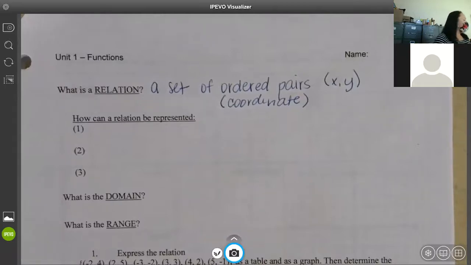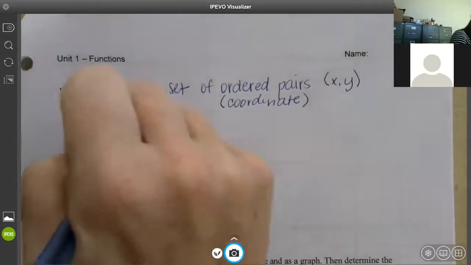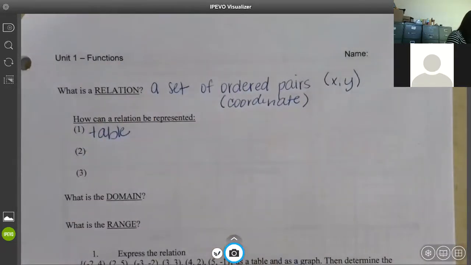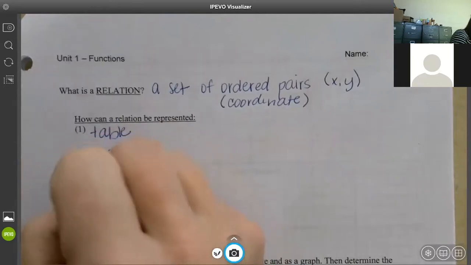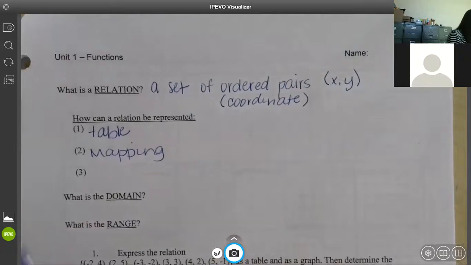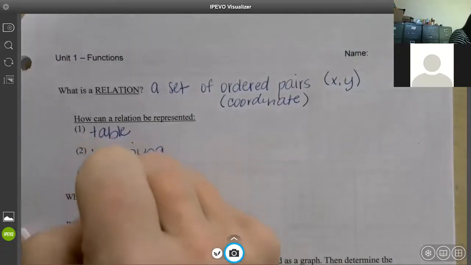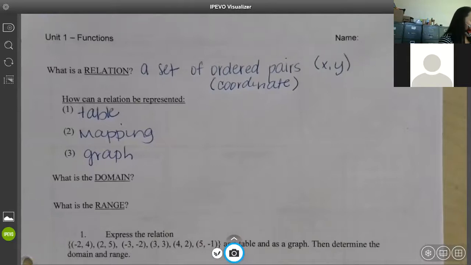All right, so there are three ways that a relation can be represented, and we're going to talk about all three of them. The first one is a table. The second one is a mapping, and that's probably the one you're the least familiar with, but we'll go over it. It's super easy. And then a graph. So you guys know what a table is. We've looked at tables. We've looked at graphs.